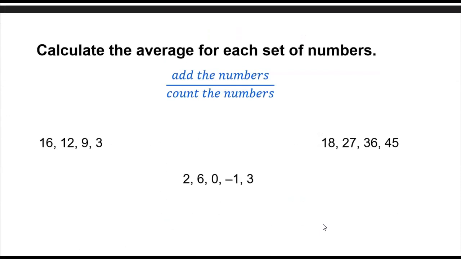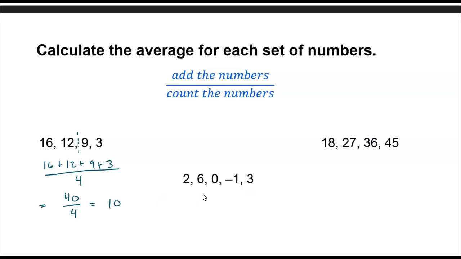So let's look at a few examples of how to calculate an average. So we're going to add the numbers first. We do that on top. And then we count the numbers. We have 1, 2, 3, 4. So I'm going to divide it by 4. Now I'll put all those in my calculator. 16 plus 12 plus 9 plus 3 is 40. Divided by 4, we'll get 10 is our average. And if you look at these numbers, that kind of makes sense. 10 would fall right here in the middle of these two. So that makes sense. How about the second one?